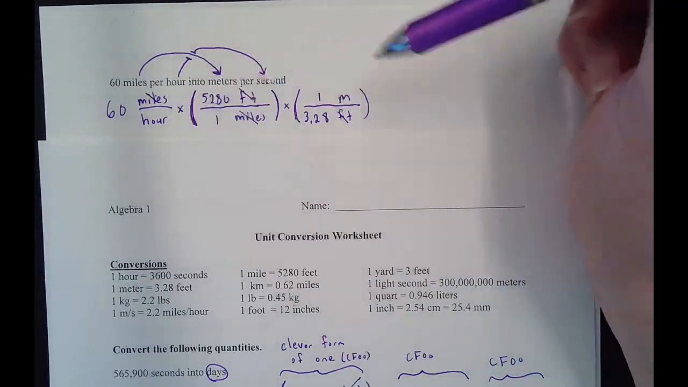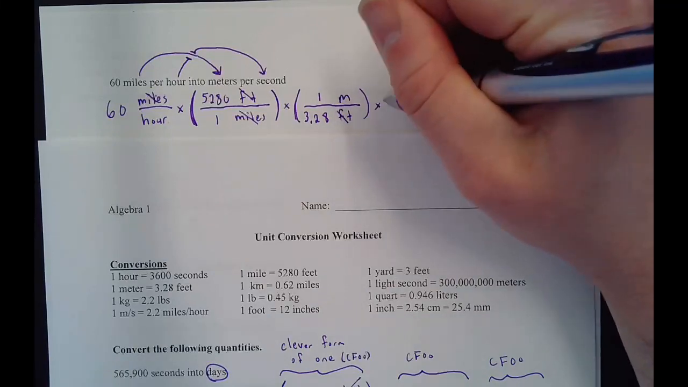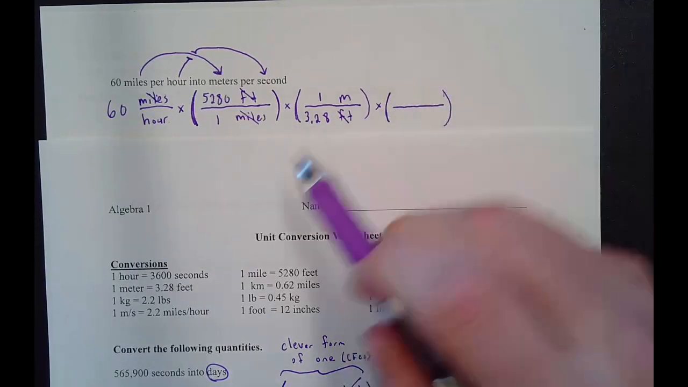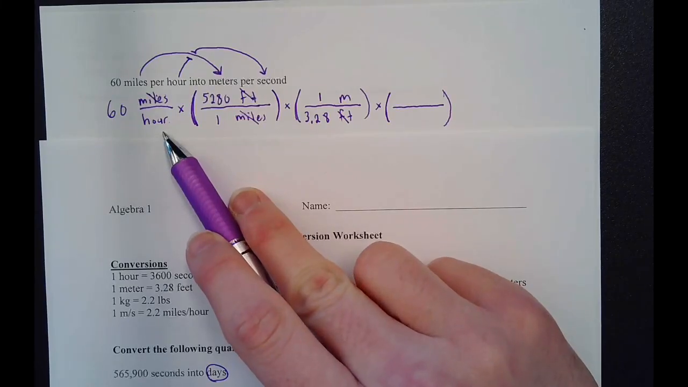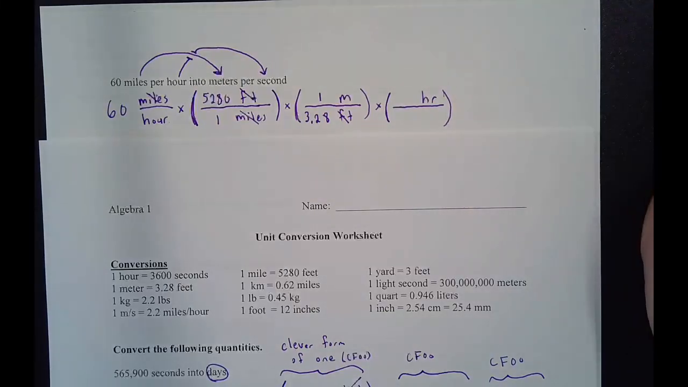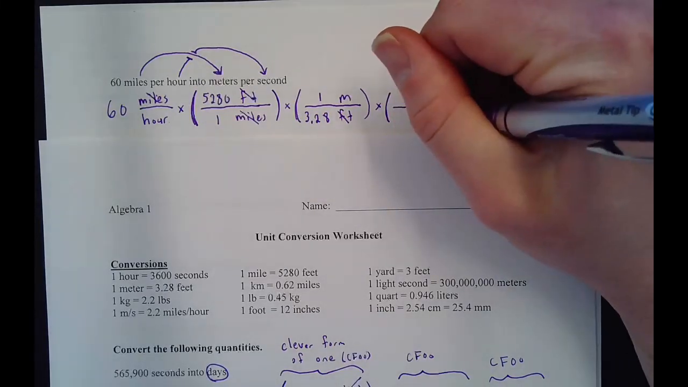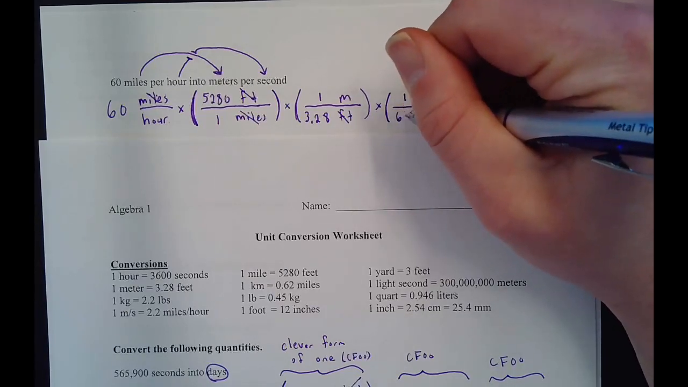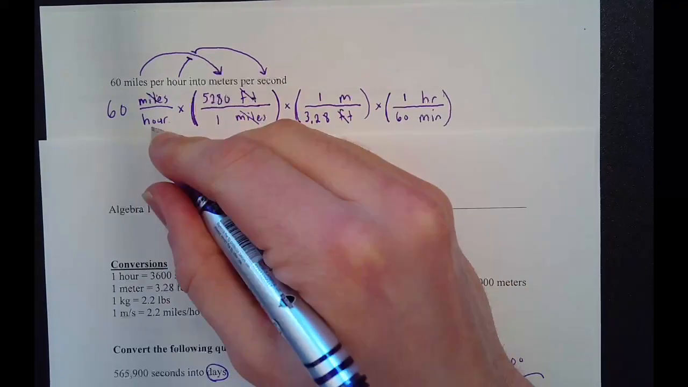And so I'm going to keep going now, and we're going to work with the hours part of this. I have hours in the denominator already, so I need to cancel it with hours in the numerator. I don't know how many seconds are in an hour, but I do know how many minutes are in an hour, so I'm going to start with that. 1 hour has 60 minutes. And I see hours in the denominator cancels with hours in the numerator.